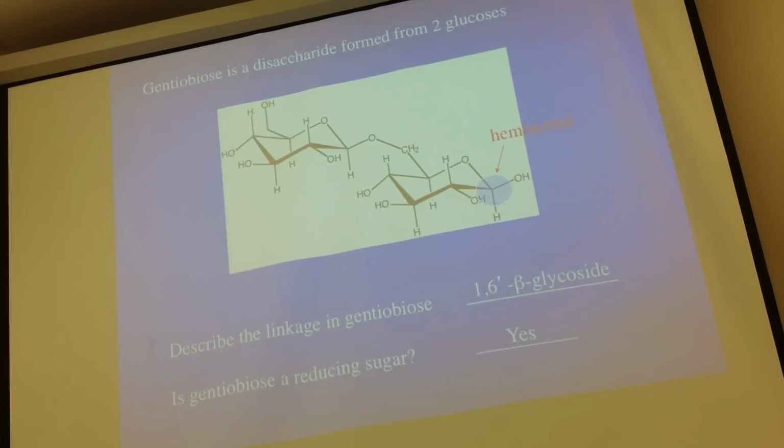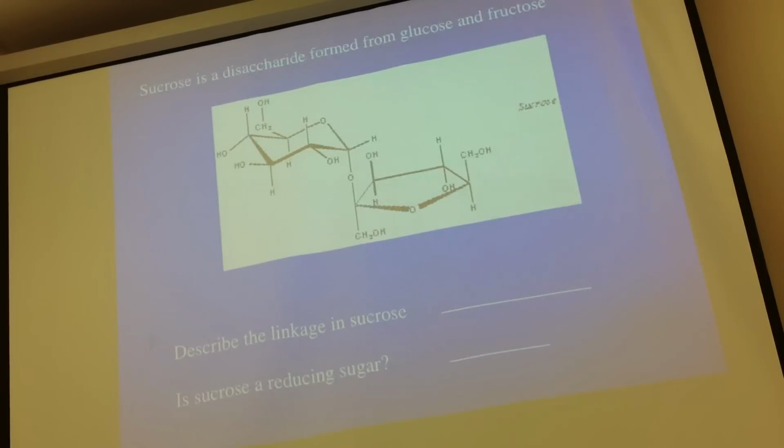Okay, here's one we're all familiar with. Sucrose. Sucrose is glucose and fructose. So glucose is a pyranose ring, and we saw fructose last time, and it was a pyranose ring. It's one of the few that was.